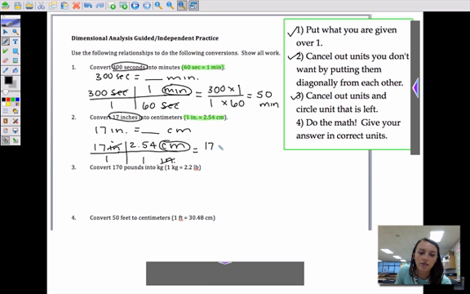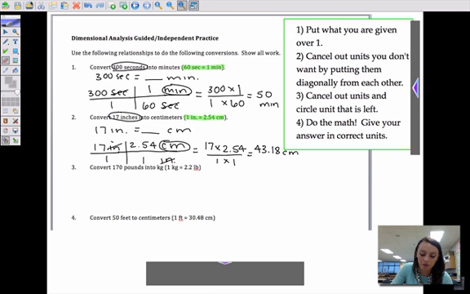So 17 times 2.54 over 1 times 1 is going to be equal to 43.18 centimeters. We just did the math. We gave our answer in our correct units. So now we're going to erase our checklist again.